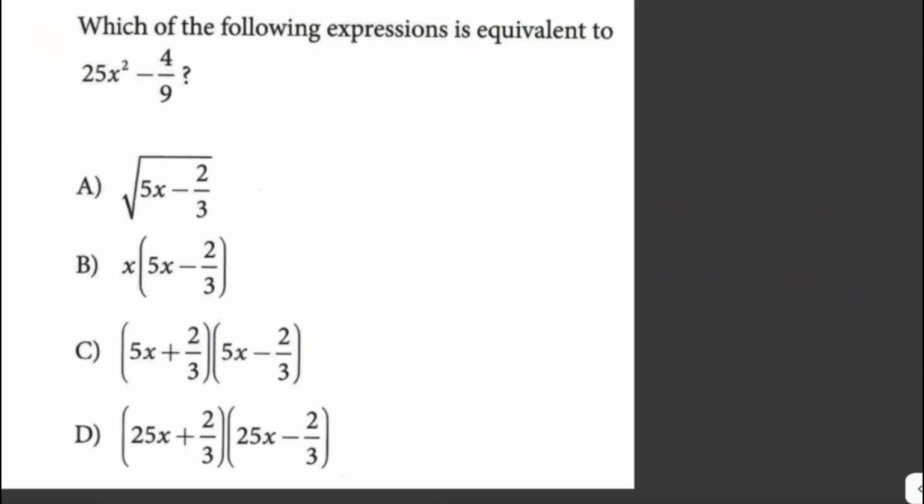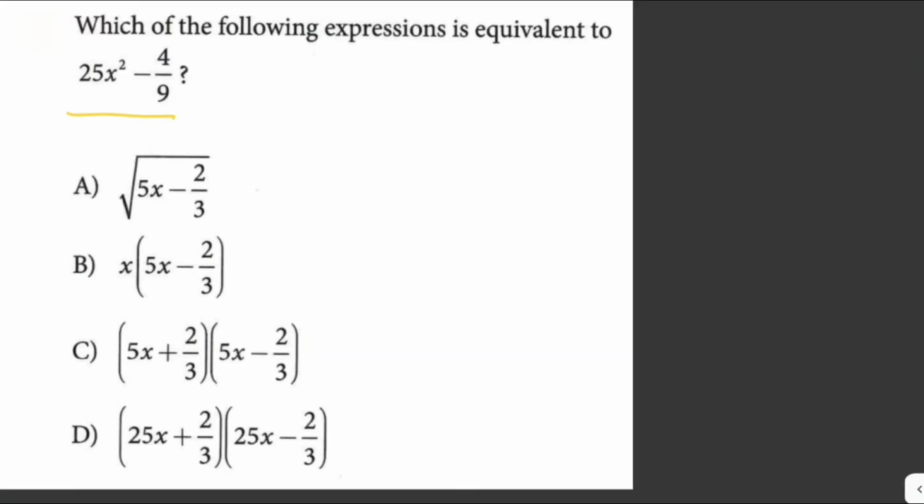Which of the following expressions is equivalent to 25x squared minus 4/9? We're given this expression here, 25x squared minus 4/9. The expression given here, 25x squared is a perfect square, and 4/9 is also a perfect square. So this expression is a difference of two squares. So we can write each term as a quantity squared, and then we use the rule a squared minus b squared equals a plus b times a minus b.